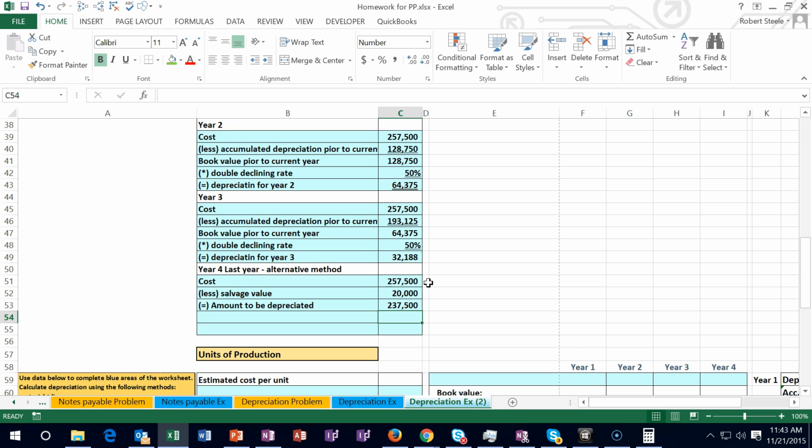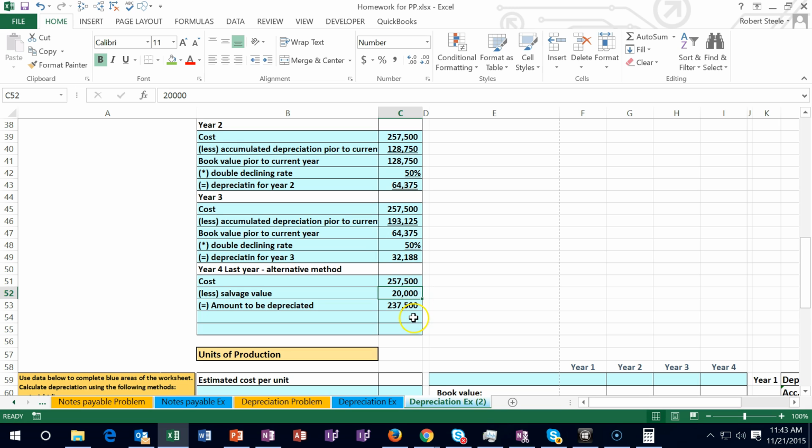Why are we doing this? Because basically, if I want 20,000 left, that's what we want to be left with, then over the useful life of 4 years, we will have to depreciate 237.5. Why? Because the cost, 257.5 less the 237.5 equals the 20,000.